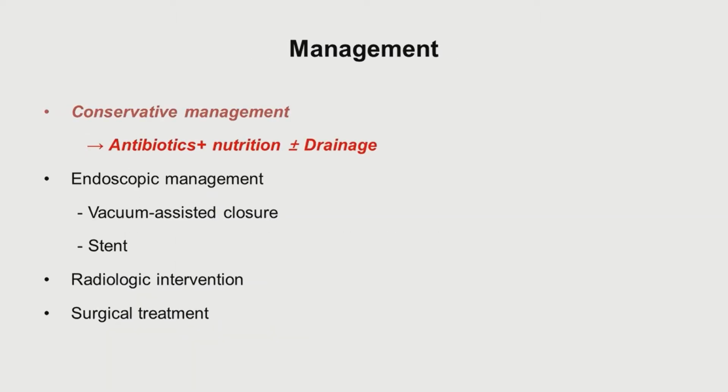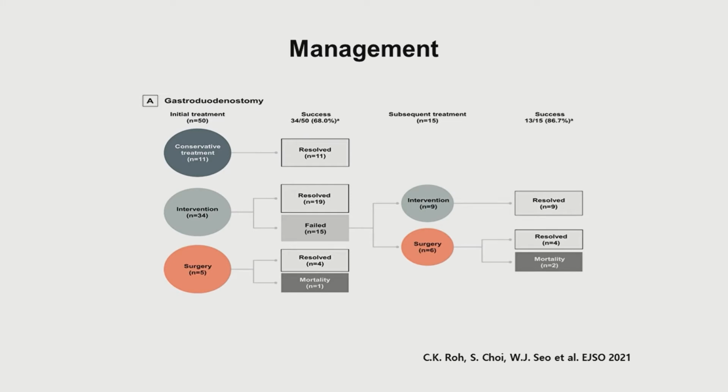Most leakages could be healed by conservative management. Endoscopic management, radiology intervention, and surgical treatment should be considered when conservative management failed. In the papers already mentioned, they reported the frequency of management methods according to the anastomotic site. In gastroduodenostomy site leakage, 68% was healed after initial management.